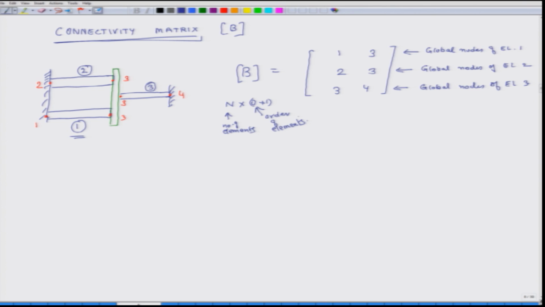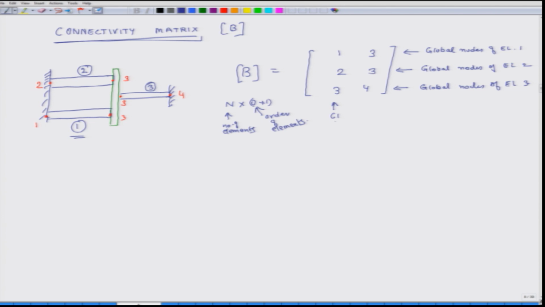So, if it is a linear element, then how many columns are we going to have? 2, because O is 1, and 1 plus 1 is 2. If it is a quadratic element, then I will have 3 columns in this matrix. Okay. And the first row, first column, see this is C1, column 1.